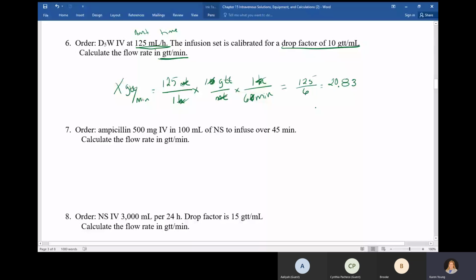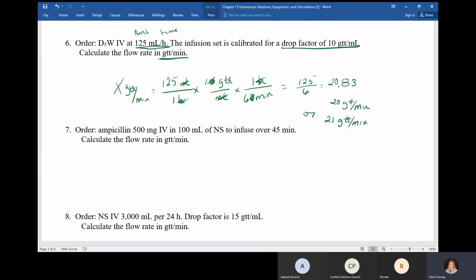And depending on where you work, you can round it. They just want the whole number. They don't worry about what the decimal is. So they would use 20 drops per minute. Now, some places want you to round it to the closest whole number. So in this case, this one would round to 21 drops per minute. Okay. I don't care which way you do it, if you just take the whole number or if you round it to the nearest whole. It doesn't matter. One drop per minute is not going to make that big of a difference.